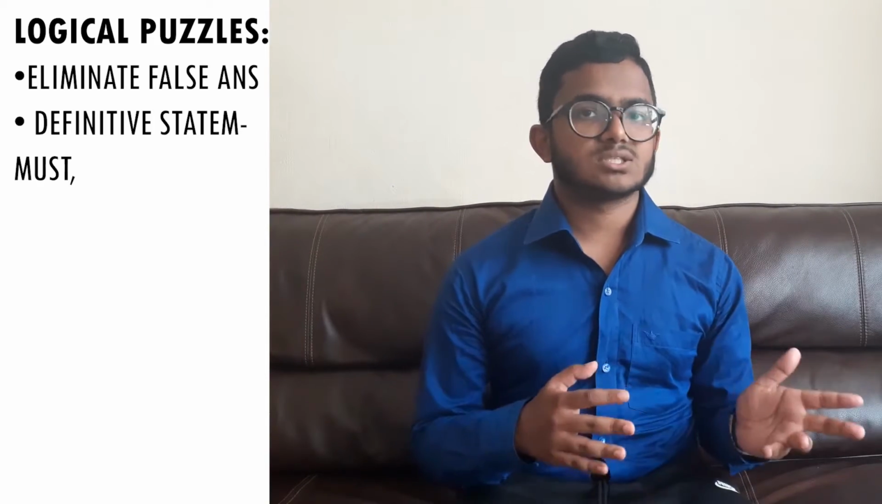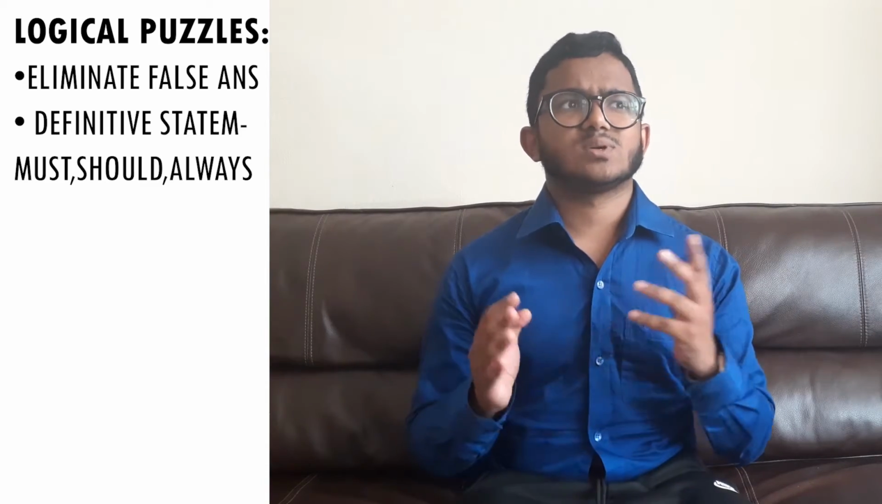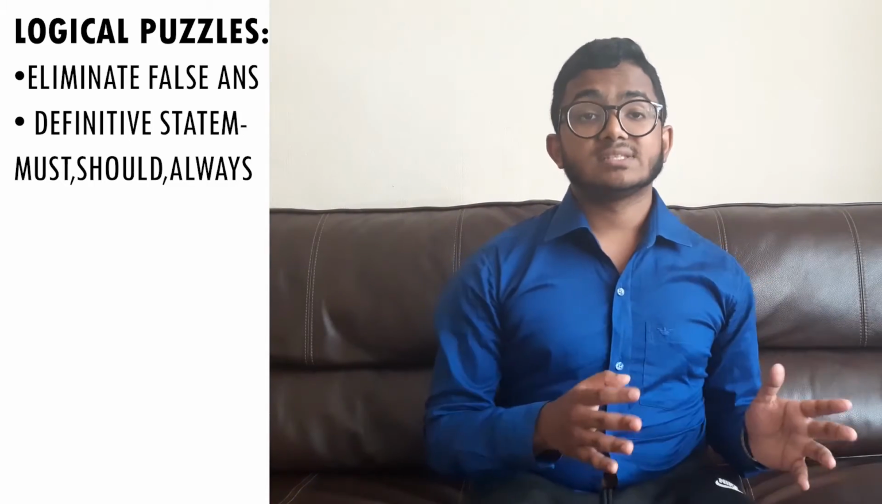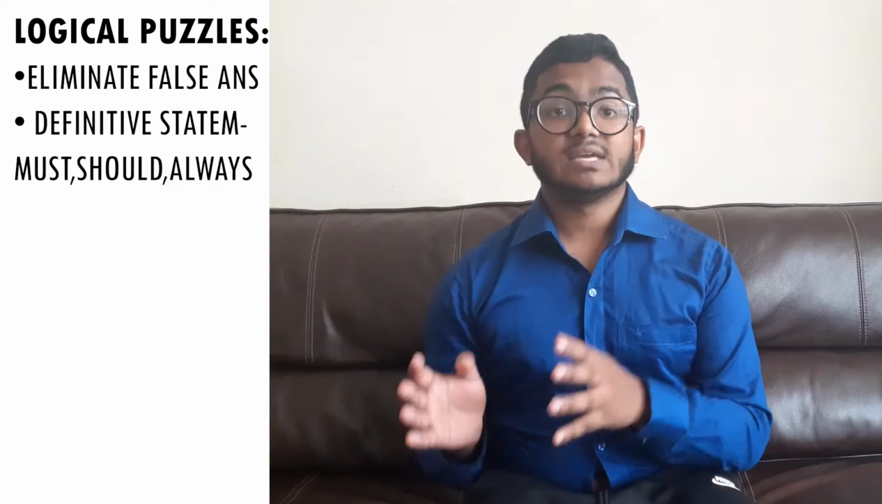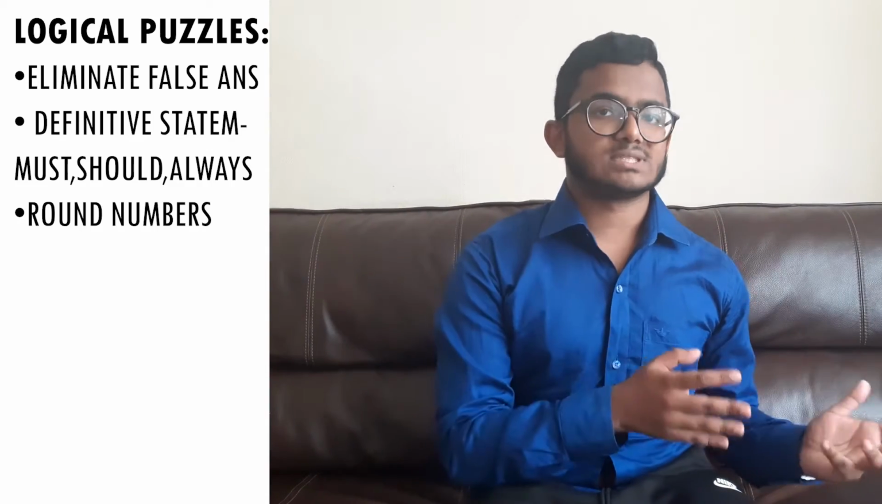The second is to look for definitive statements such as must, should, always, as those words can confirm whether the conclusion is true or false. This is something that you'll get better at with more practice. Now the third tip applies to questions with numbers involved. If you come across this, then don't be afraid to round numbers, since you can calculate the closest answer more easily and quickly.